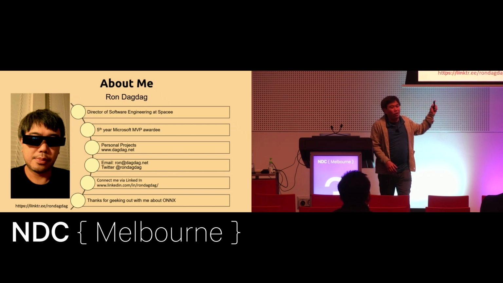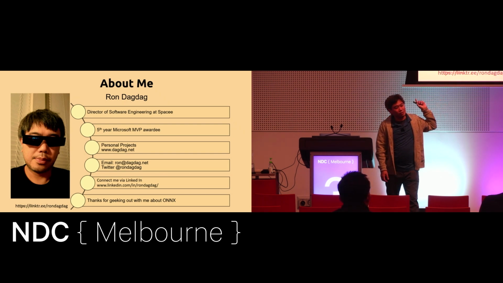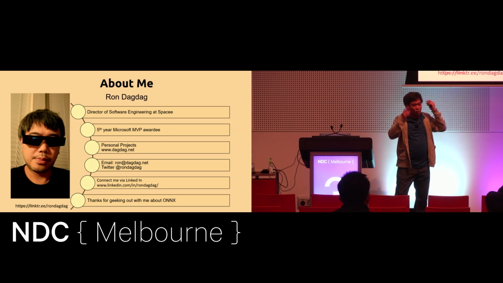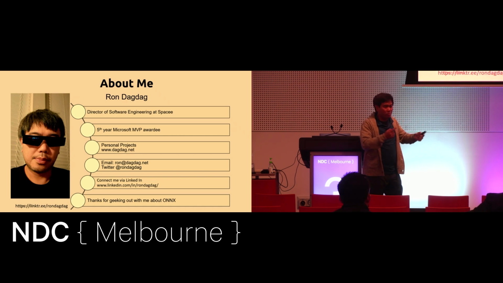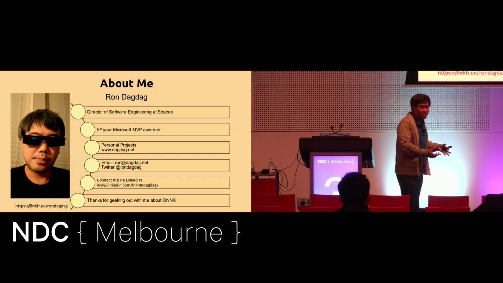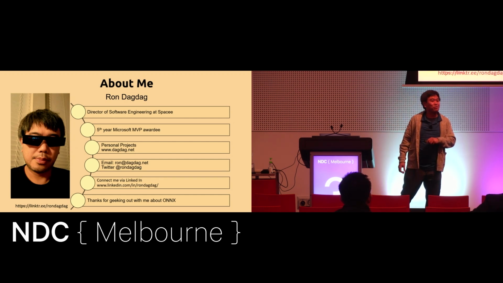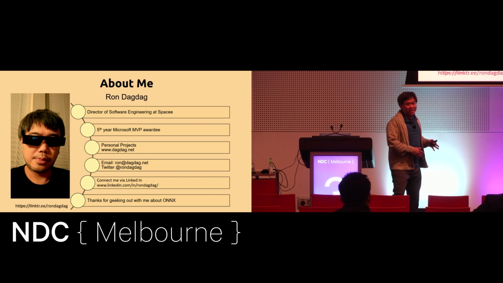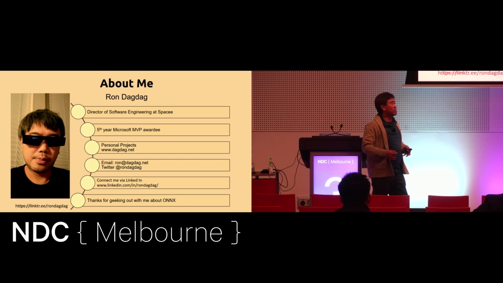Oh, one thing. You see those glasses right there? These are Spectacles from Snapchat. Snapchat is one of the partners that are actually using ONNX. One way to run machine learning on those glasses is converting it to an ONNX model. I did try that, and I was so happy. It's like, oh, that's cool. It has object detection, it has segmentation, and all that.